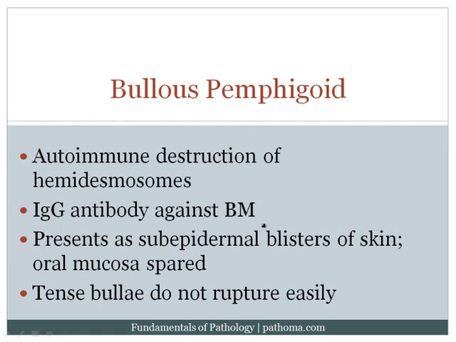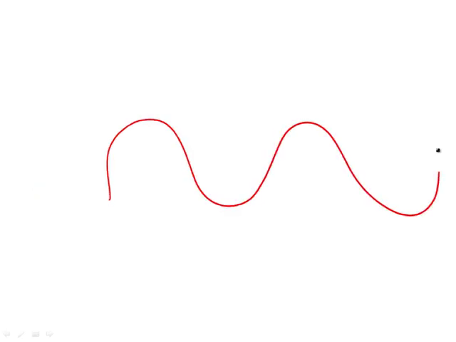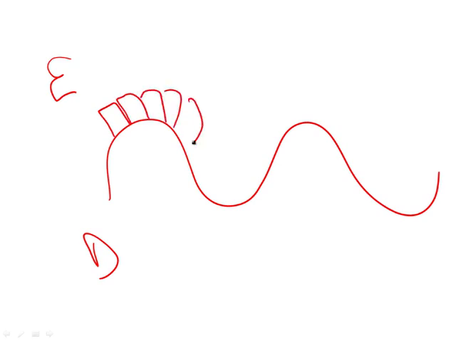The next disorder is bullous pemphigoid. This is when you get an autoimmune destruction of the hemidesmosomes. Let's go back and remind ourselves. This is the epidermis, this is the dermis. Recall that the basal cells are connected to the basement membrane via hemidesmosomes.